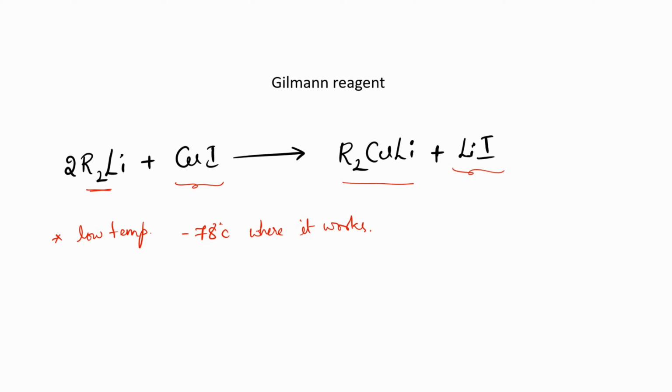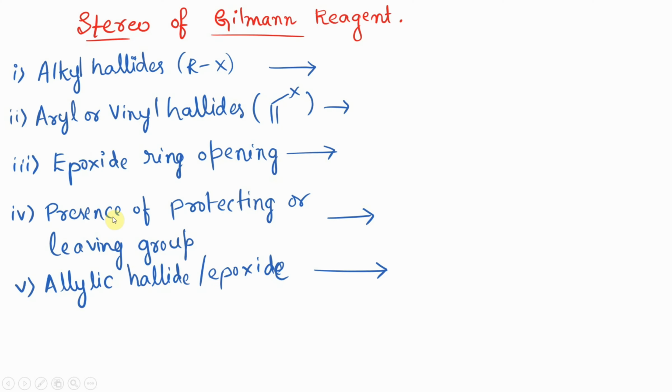So what are the different types of reactions this Gilman reagent brings about? Gilman reagents bring about five or six specific reactions, with respect to their stereospecificity. First one is alkyl halide conversion. They convert alkyl halides into alkanes or hydrocarbons, removing the halogen groups. When Gilman reagent is treated with alkyl halide, they bring about an inversion in configuration.